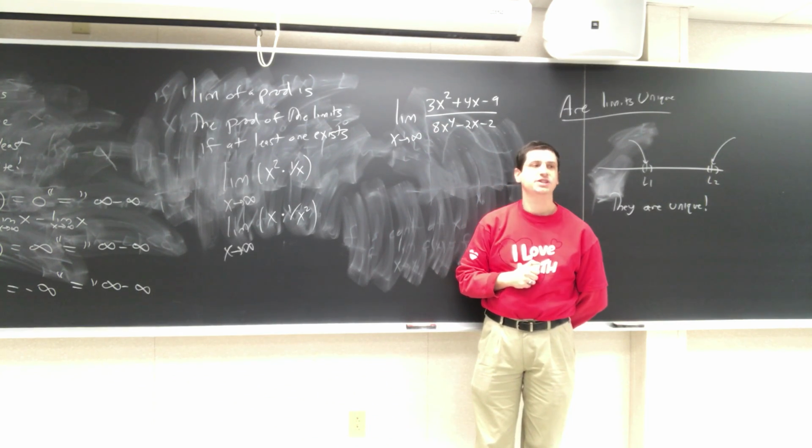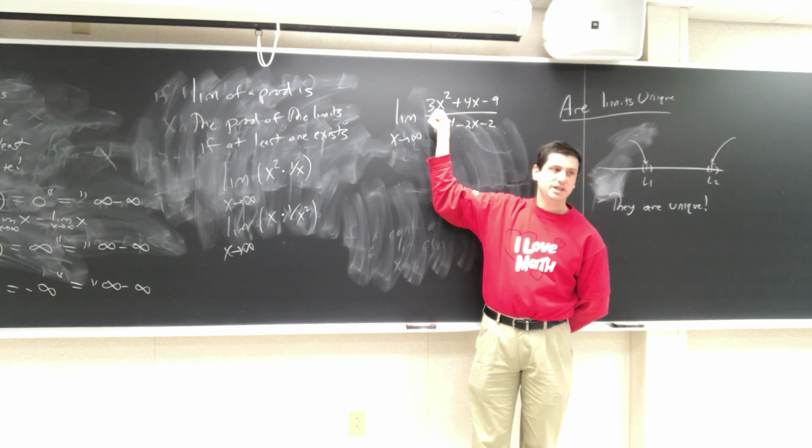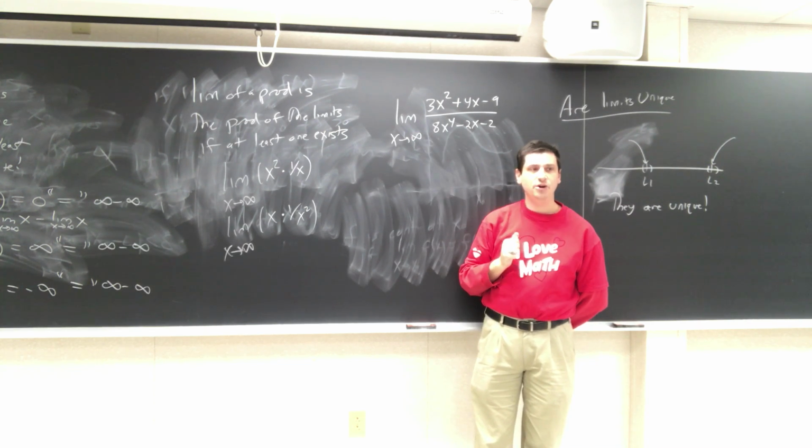So what do you think this looks like as x goes to infinity? Yes? It goes to 0. Why? Because the exponent in the denominator is greater than the exponent in the numerator. Yeah, so basically the denominator is killing the numerator. So the question is, how do you see this rigorously?